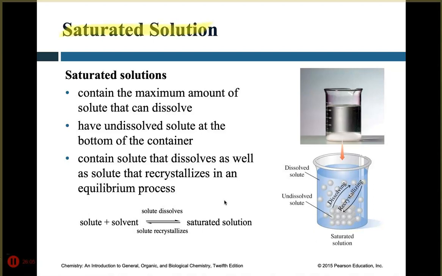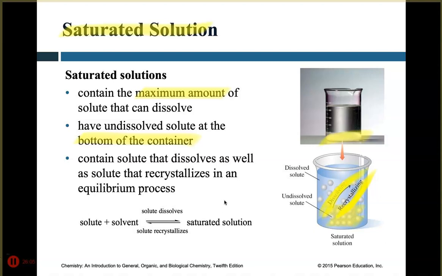When we hit the maximum amount of a solute that can be dissolved, we call it a saturated solution. So it has now contained a maximum amount of solute that can dissolve. If you have undissolved solute, what it's going to do is just sink to the bottom of the container. It will still go into solution, so we can see it's dissolving, but some of it's coming out of solution, and that's what is causing it to look like to you to not go into solution.